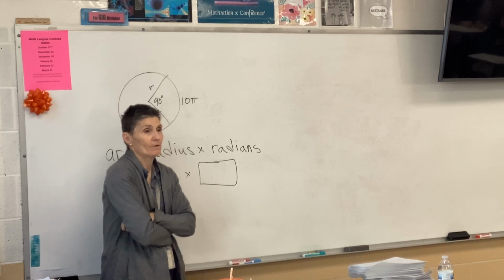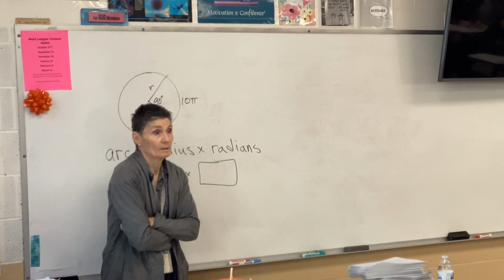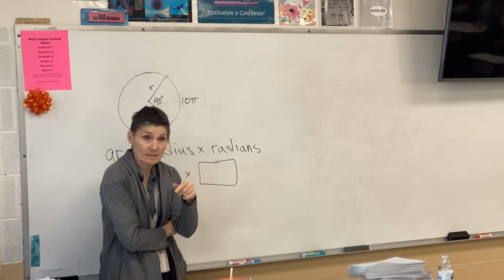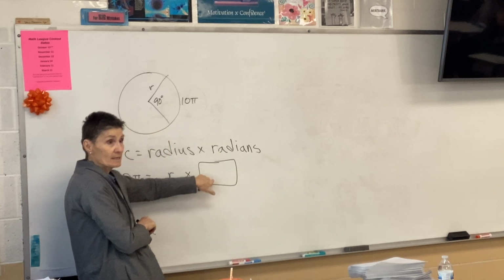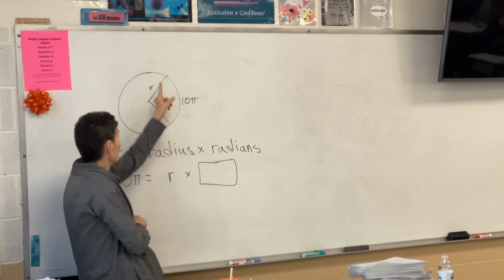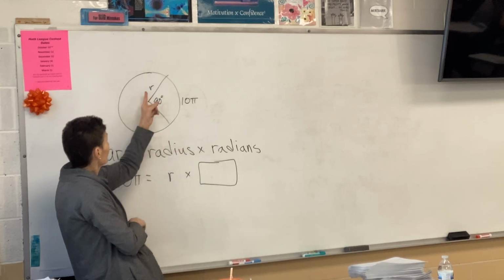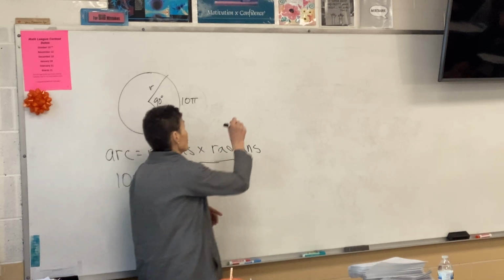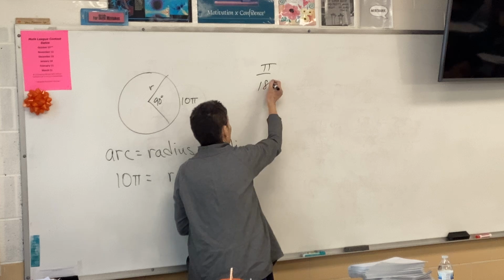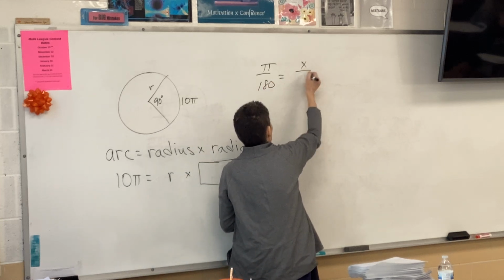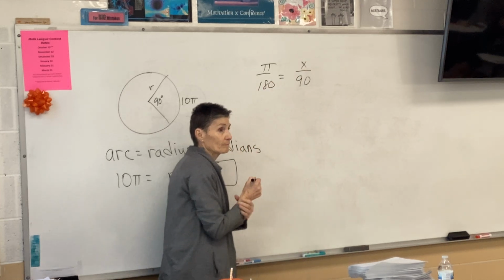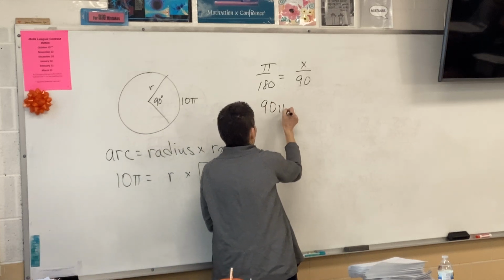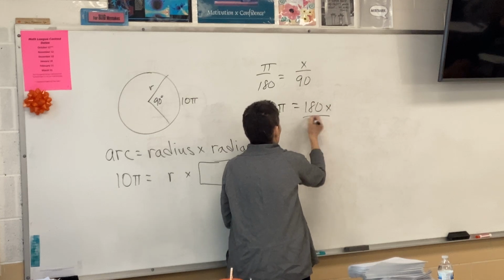What are you doing first? What is your first dilemma? You have to change 90 degrees to radians, because I need radians in my formula. I know my arc length is 10 pi, R is what I'm looking for, but I need this. So pi over 180 equals something over 90. So 90 pi equals 180x.